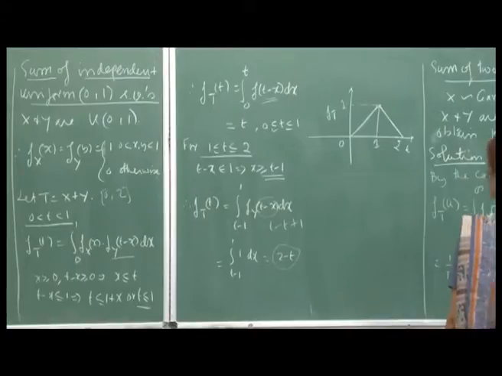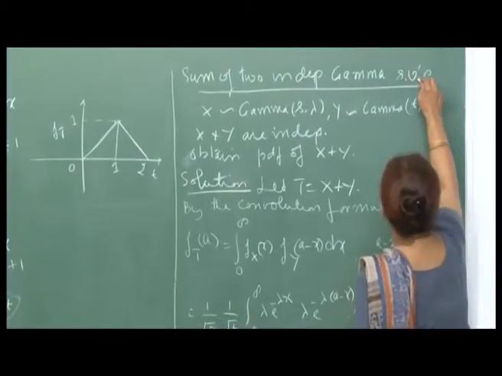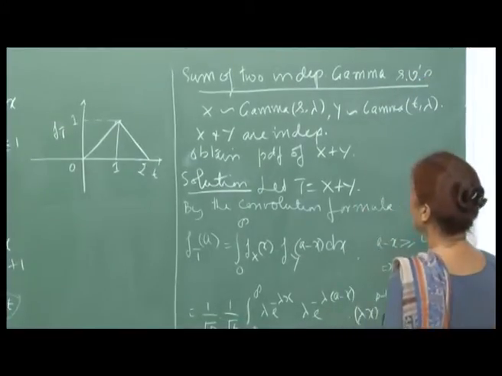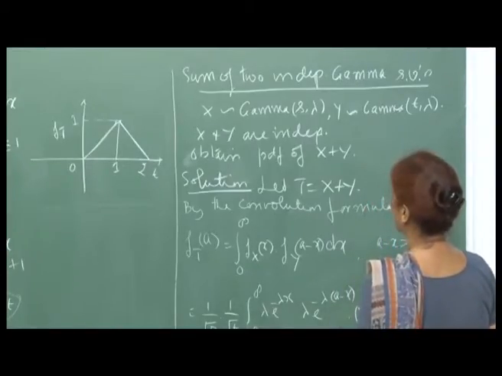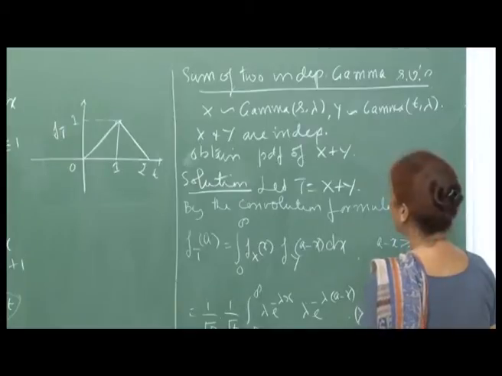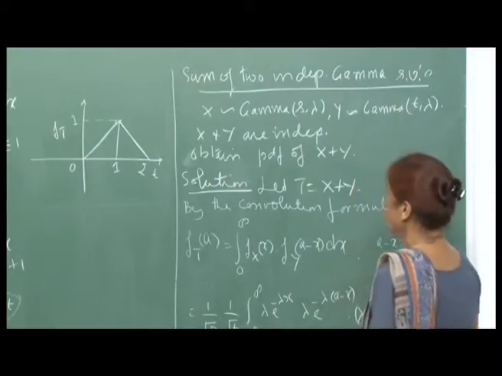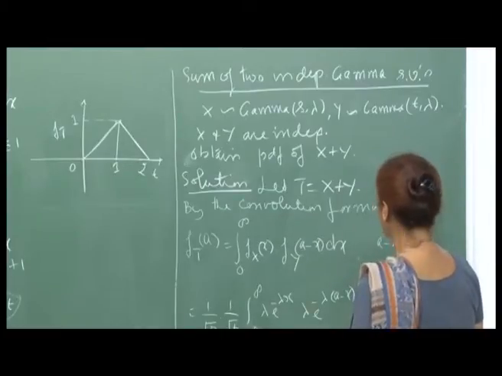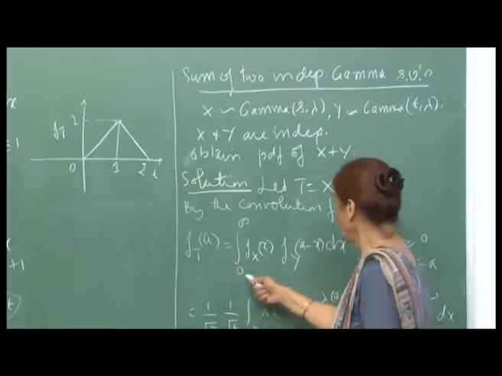So, another example is now the sum of two independent gamma random variables. Suppose x is gamma s comma lambda and y is gamma t comma lambda, and x and y are independent. So, we have to obtain the PDF of x plus y. So, define t as x plus y, and then by the convolution formula f t of a we will write as this.